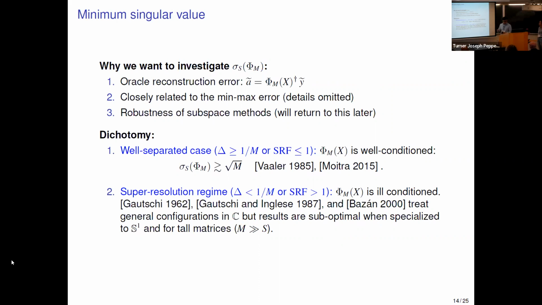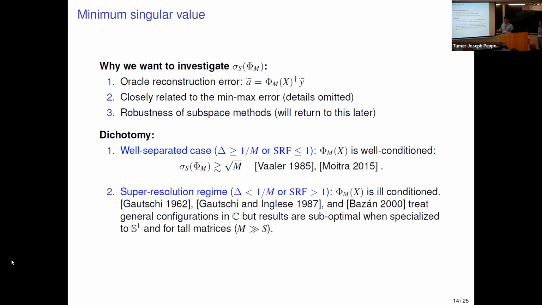If you look at the Oracle reconstruction error, if somebody hands you the support for free, then to estimate the amplitudes, you just compute the pseudo inverse. So this is already one instance where the conditioning of these matrices appears. But also in the proof of the min-max error theorem that we just showed earlier, we actually have to go through these Fourier matrices as an intermediate step, okay? And that's not obvious. And the third thing is they actually control the robustness of these subspace methods, which we'll return to later, and again, not obvious.